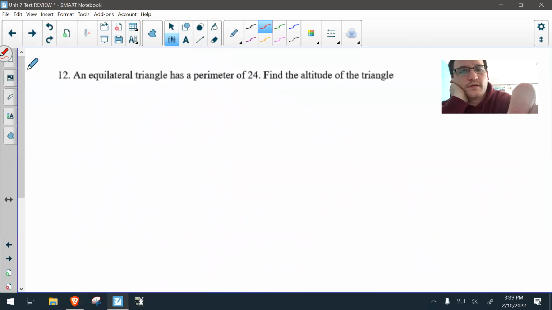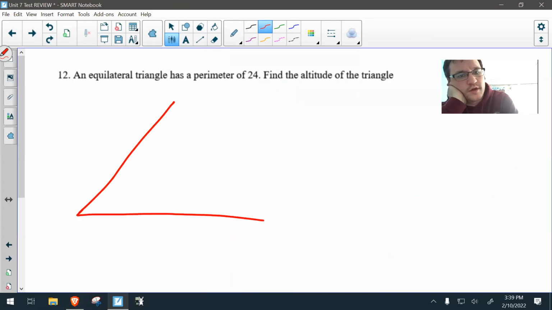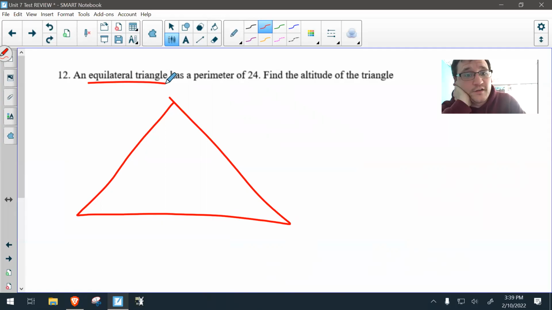Problem number 12, equilateral triangle. Draw a picture, right? What does equilateral mean? That means it's the same on all three sides. So it has a perimeter of 24. That means all three sides add up to 24, so we know each one of these sides is 8.